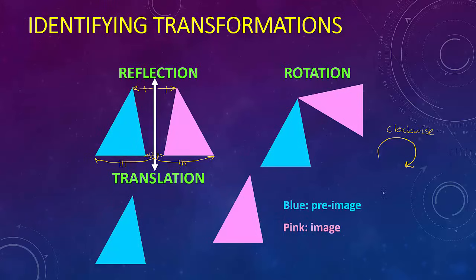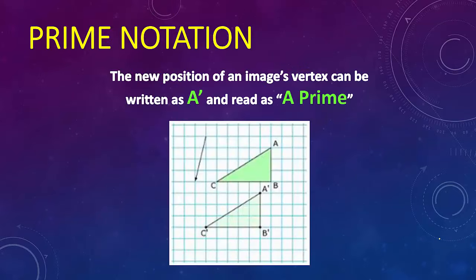That's clockwise. Counterclockwise would go like that. So that's important to know, because if you're given a transformation or a rotation, and you're told it rotates a certain amount of degrees clockwise or counterclockwise, that could make a difference in how the final image looks.